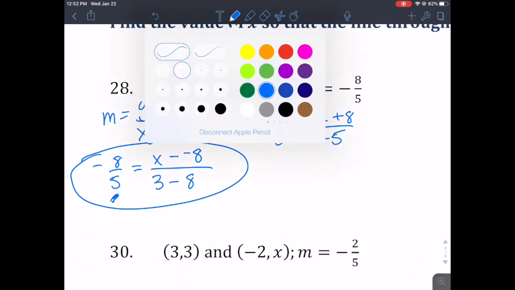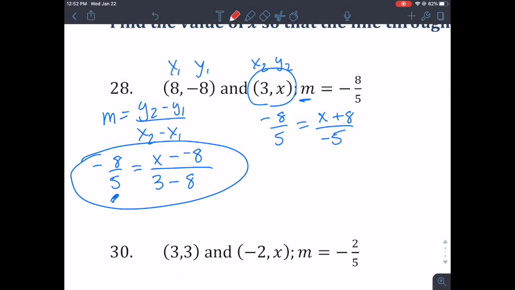Now, these fractions are making things a little messy. I'd like to get rid of them. So we can multiply by the least common denominator. Now, we can multiply by 5 or negative 5. I'm going to choose to multiply by negative 5 on both sides. On this side, the 5 will cancel, and because it's a negative times a negative, we'll get a positive 8. On this side, the negative 5s will just cancel, and we get x plus 8.